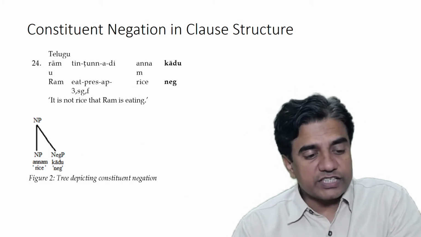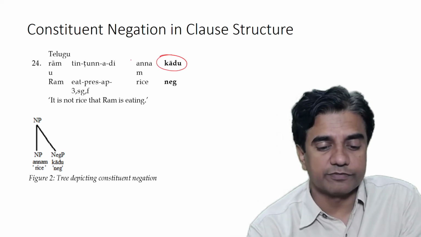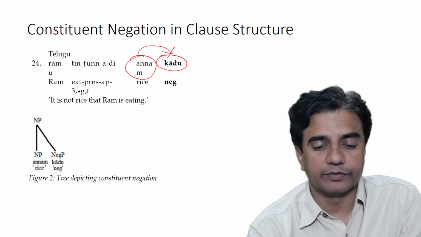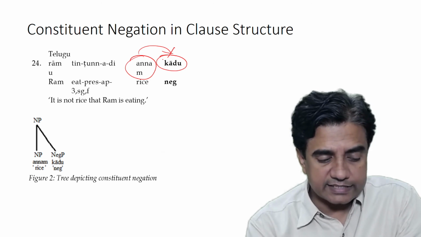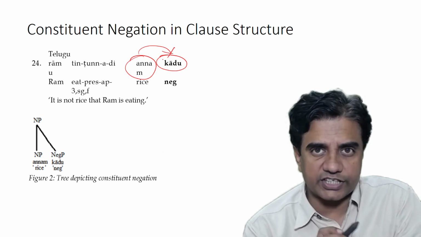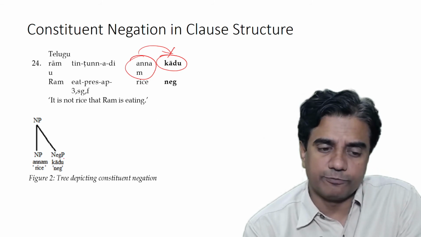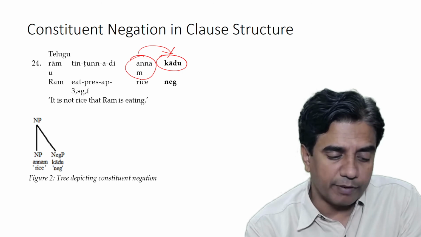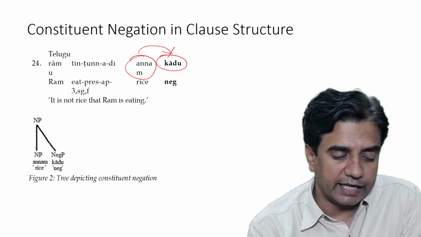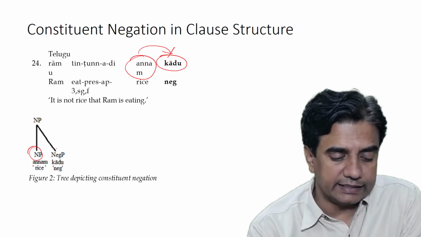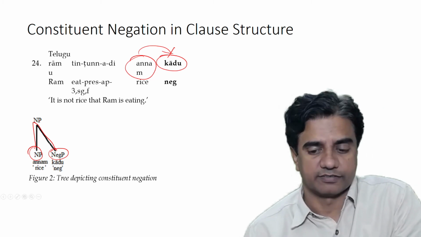Whereas constituent negation, as we have seen earlier, occurs to the right of the lexical element annam. In the syntax of negation, the negative item for constituent negation is part of an adjunction and it is adjoined to the NP that it negates, and as you can see, this is how it works.